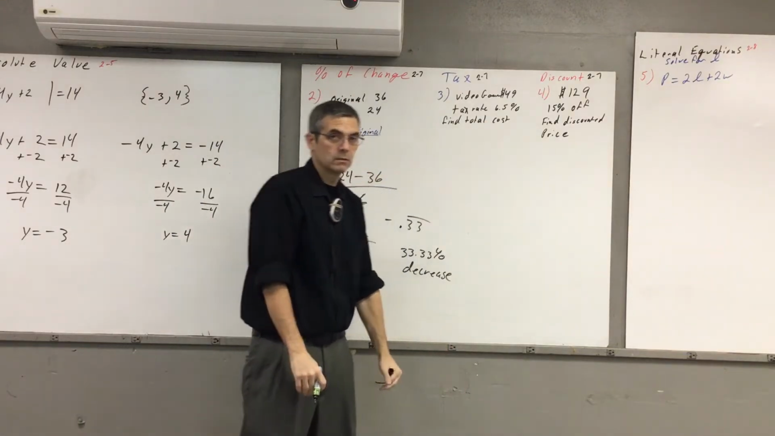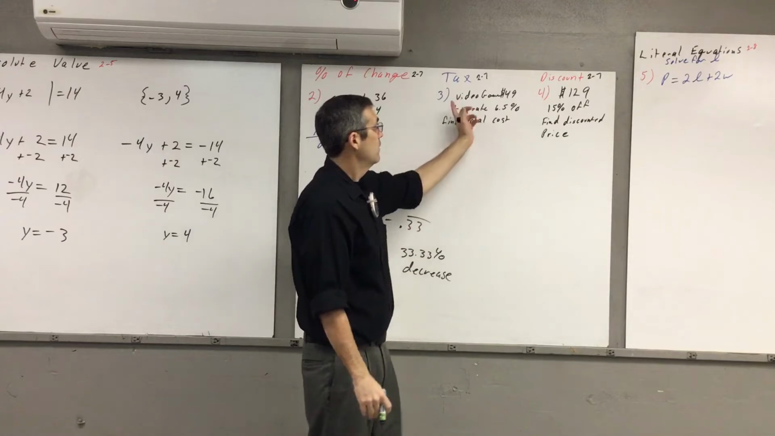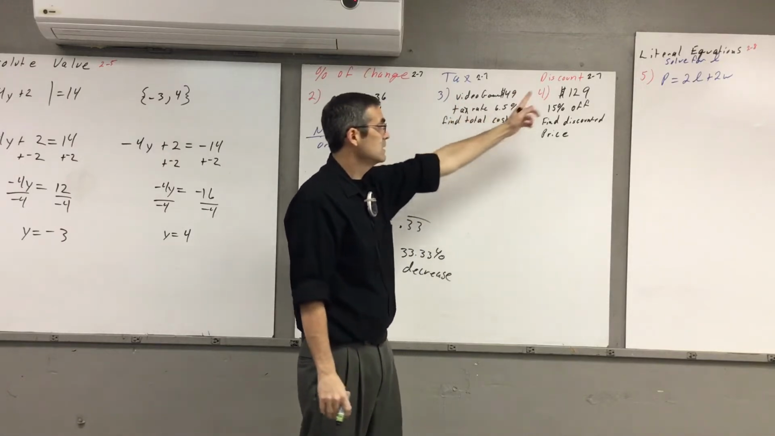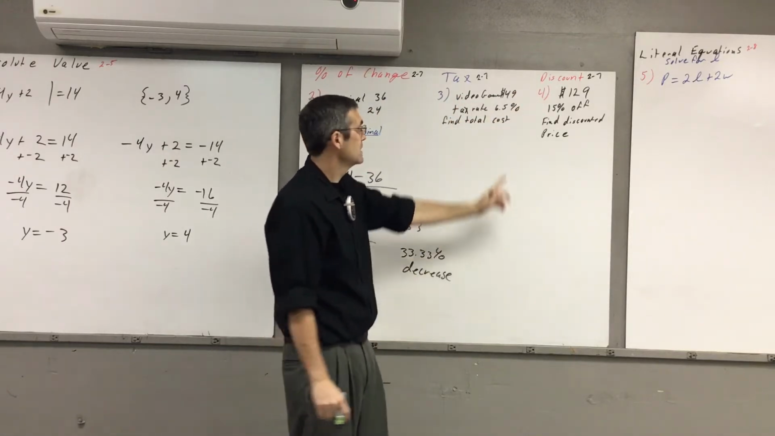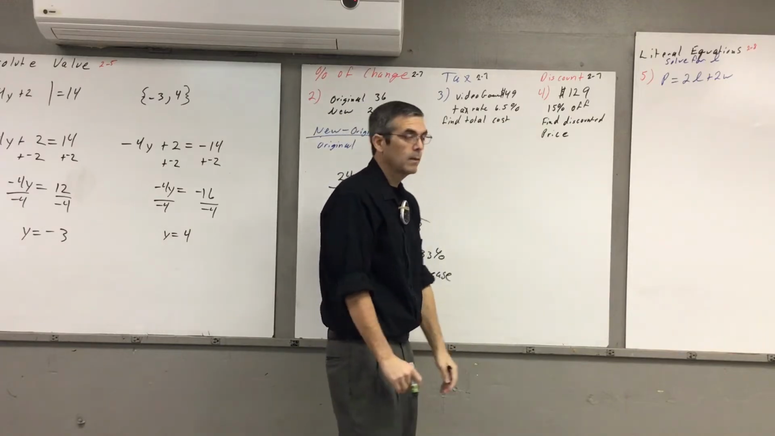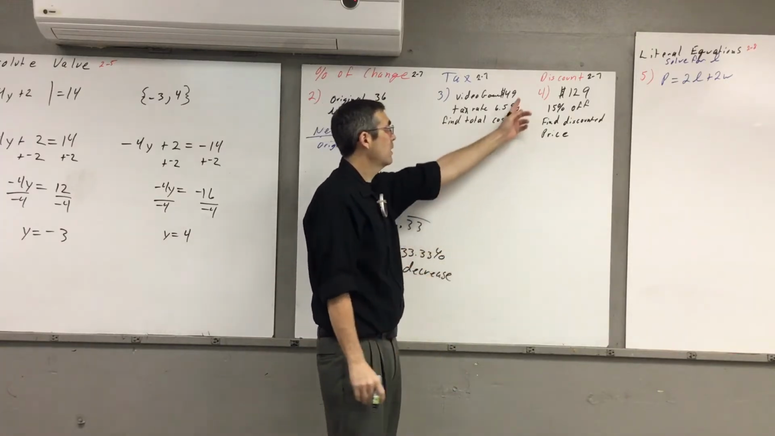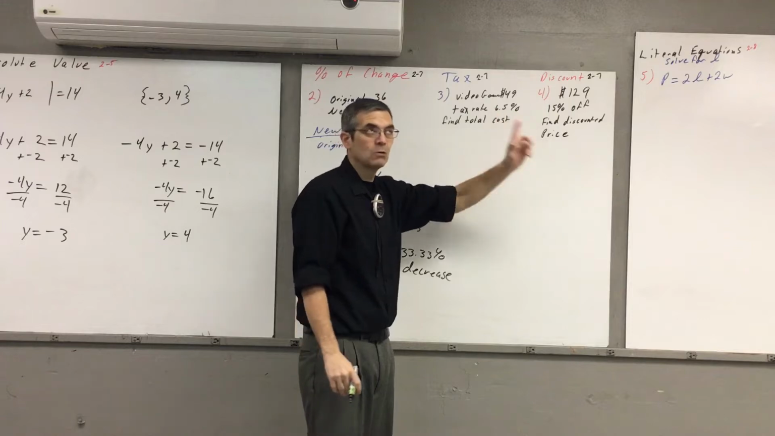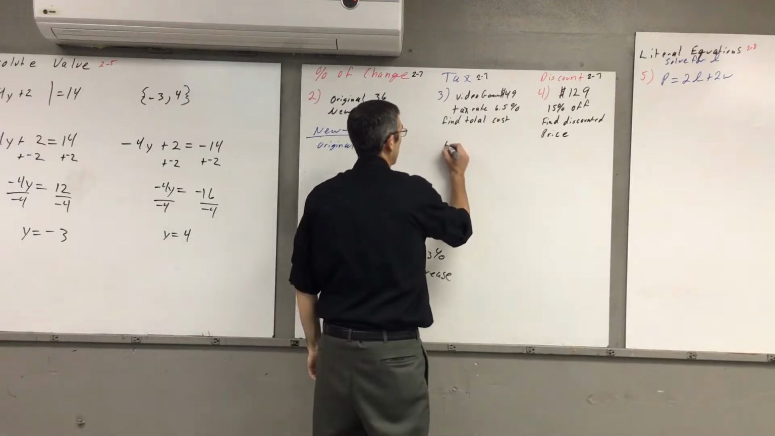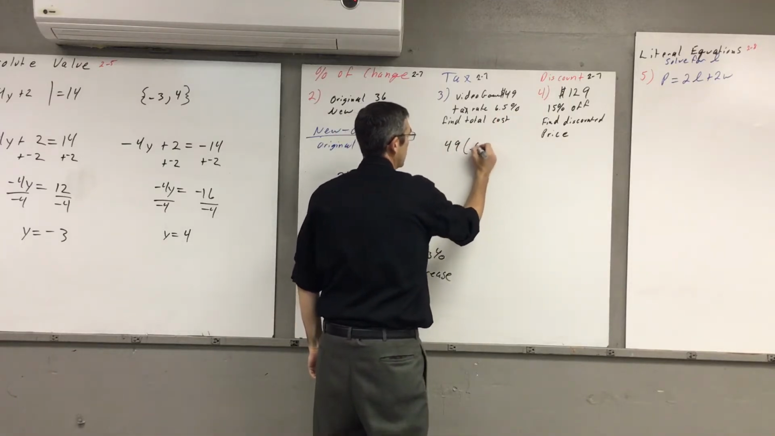Tax, you need to know how to do this. All right. So video game was $49. The tax rate is 6.5%. Remember, you got to take that percentage, turn it into a decimal. All right. So what you're going to do is multiply 49 times 0.065. 49 times 0.065.